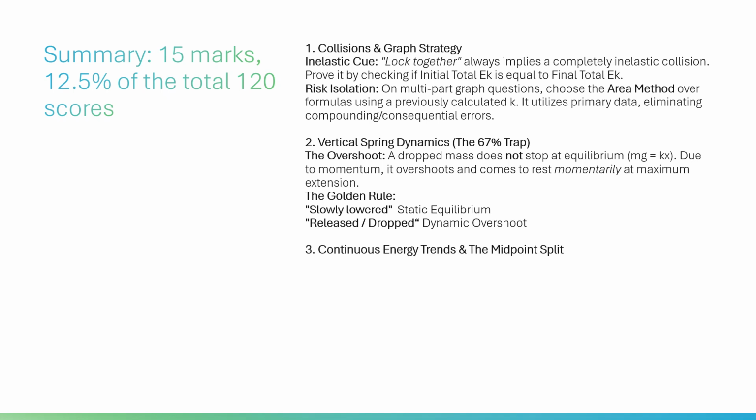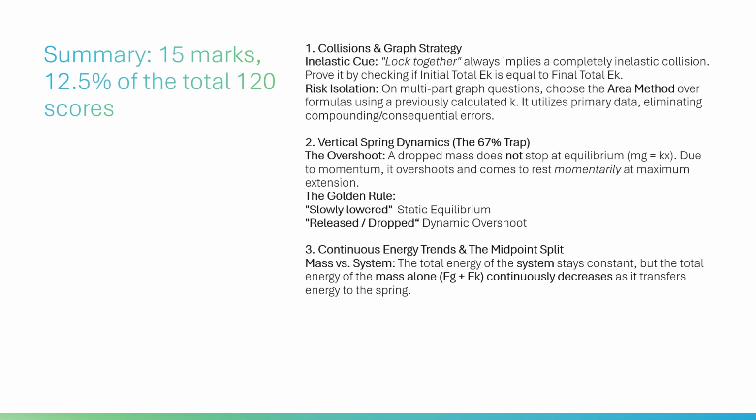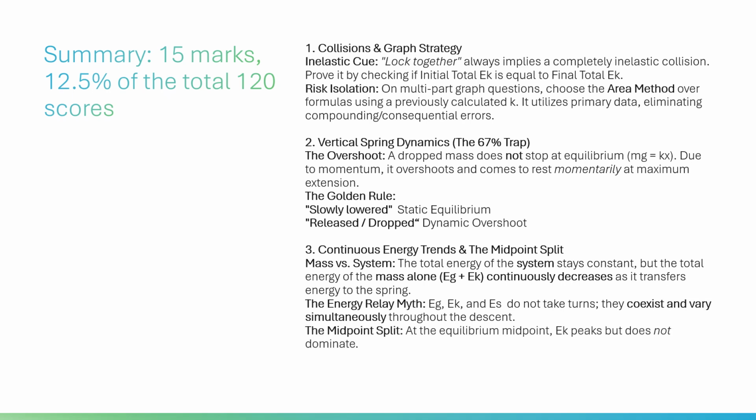3. Continuous energy trends and the midpoint split. Mass versus system: the total energy of the system stays constant, but the total energy of the mass alone, Eg plus Ek, continuously decreases as it transfers energy to the spring. The energy relay myth: Ek and Es do not take turns, they coexist and vary simultaneously throughout the descent. The midpoint split: at the equilibrium midpoint, Ek peaks but does not dominate.